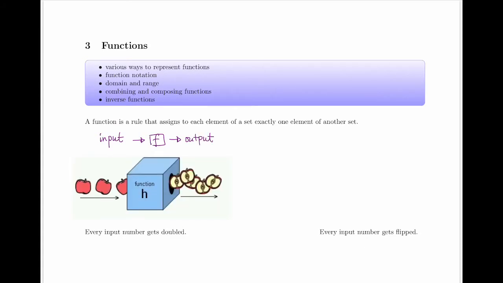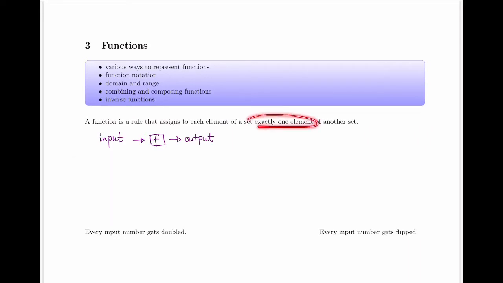So notice here that a function is a rule that assigns to each element exactly one element of another set, which means that this black function box here is what we call deterministic. So if you do give it an input, it knows exactly what output corresponds to it. There are no choices that the function has to make.